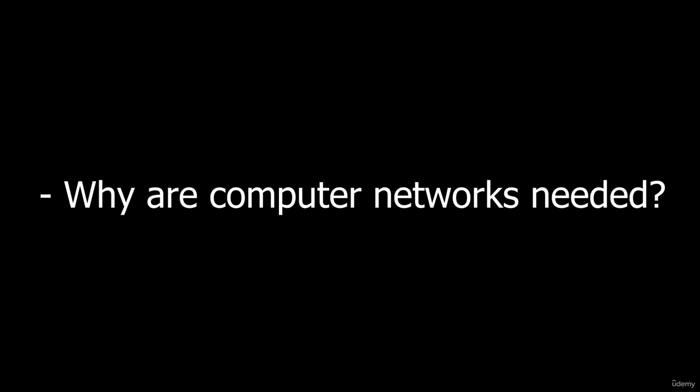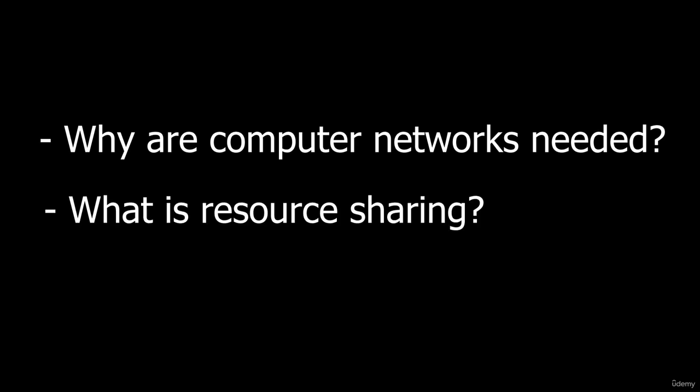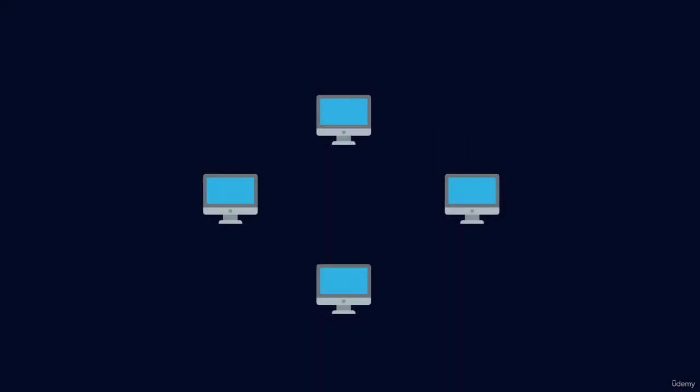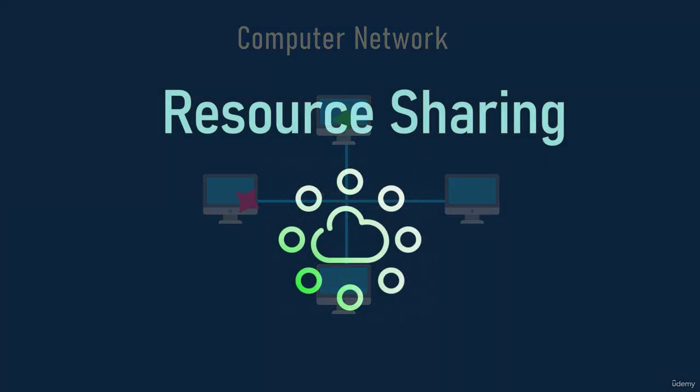Now let's address the real questions. Why are computer networks needed and what is resource sharing? As we have already discussed, devices can only exchange data when they are connected to each other. This forms a computer network enabling data communication. Apart from data communication, a computer network offers resource sharing, which is the most important feature of a computer network. Let's understand resource sharing with a few real-world examples.